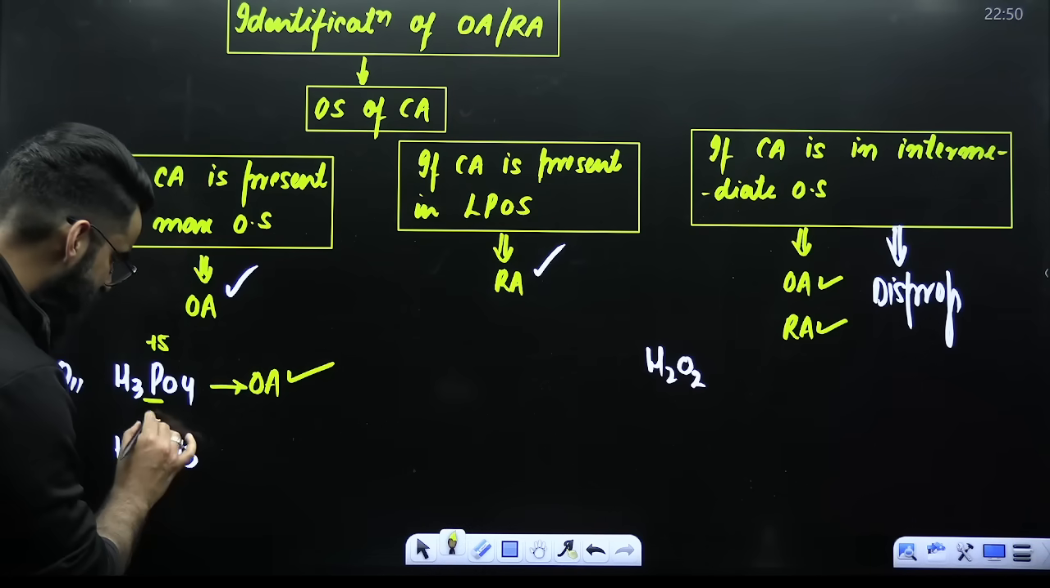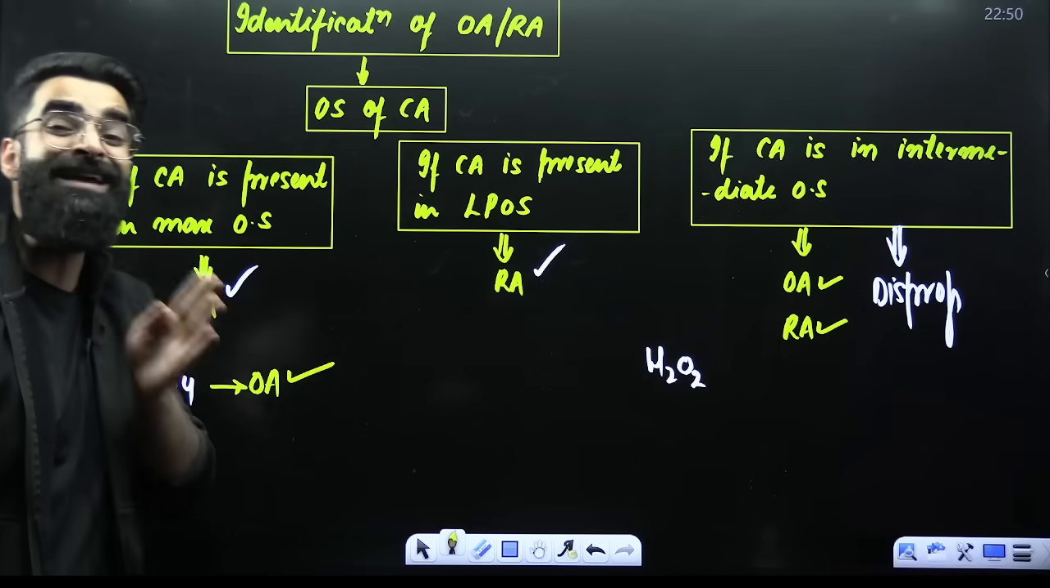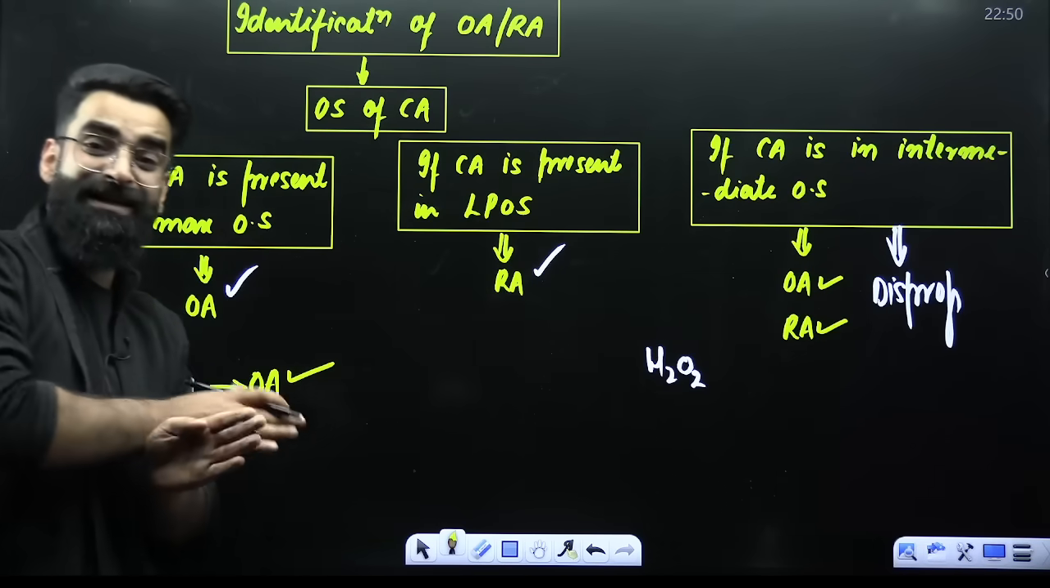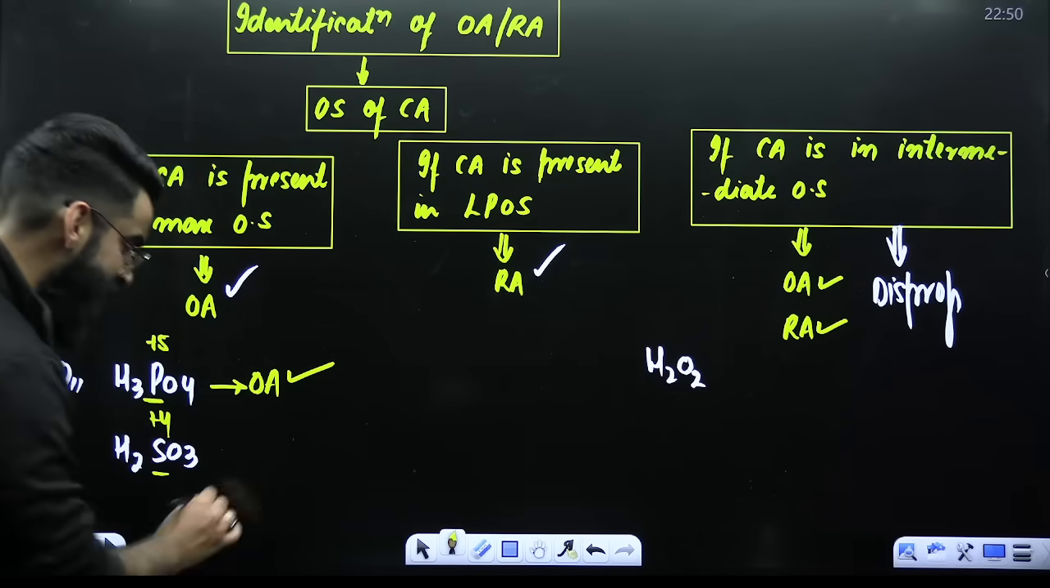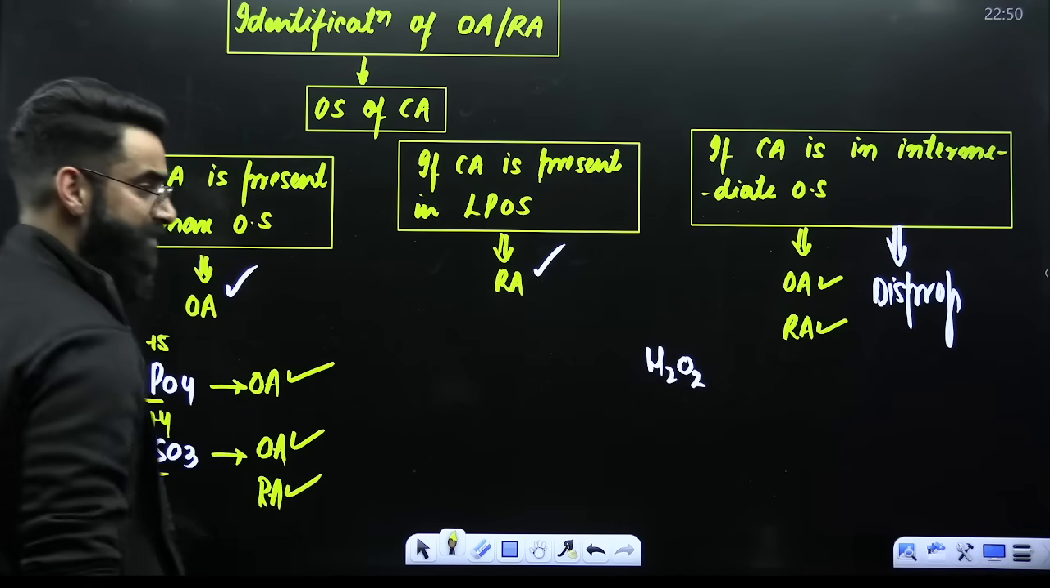Talk about sulfur. Sulfur here is in +4 oxidation state, which is the intermediate oxidation state of sulfur, right? It can increase as well as decrease its oxidation state. If sulfur is present in intermediate oxidation state, it can behave like an oxidizing agent as well as a reducing agent.